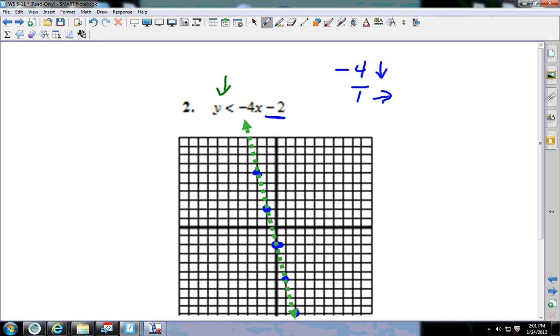That means that we're shading down. So I'm going to find my line, and I'm going to draw a line down. Everything over here below this line is in the solution. Nothing on the line is because it's not equal to, but all the other stuff that's shaded is a solution.